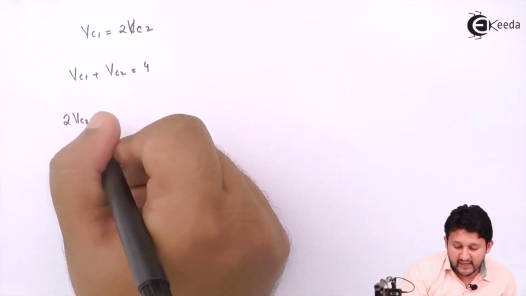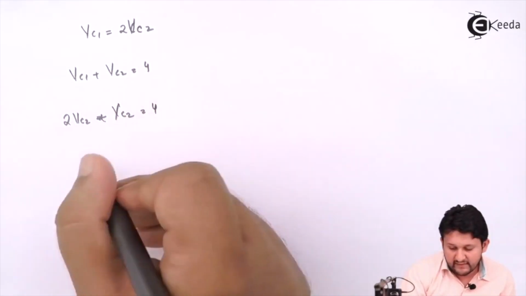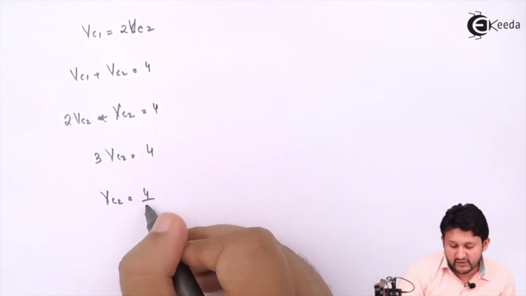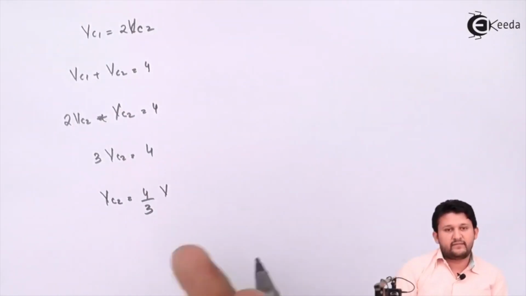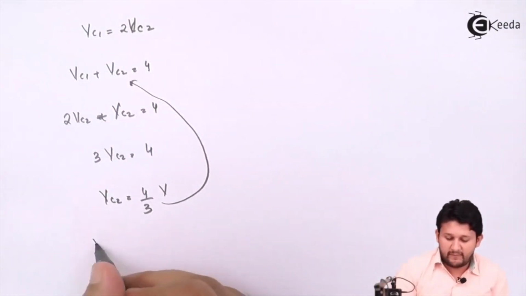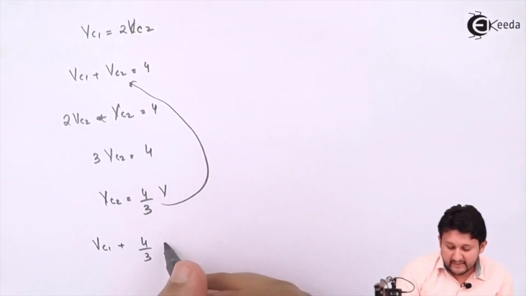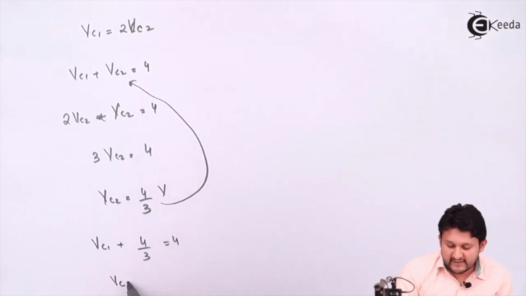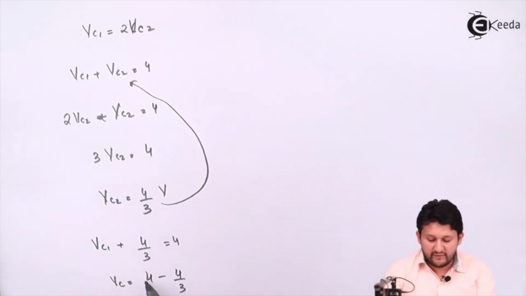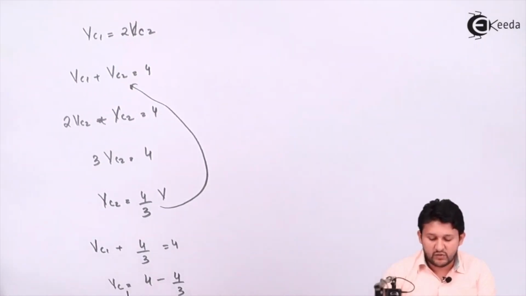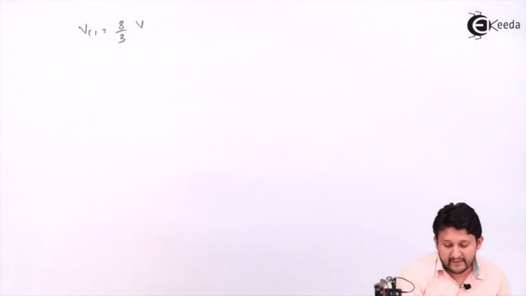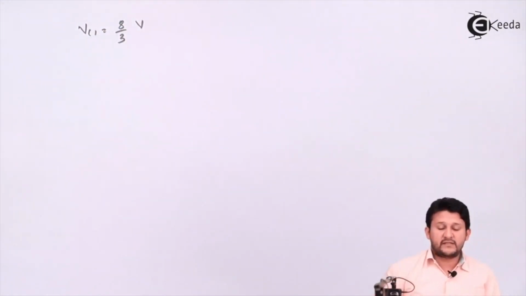So put the value over here. You will get 2 VC2 plus VC2 is equal to 4. So it will be 3 VC2 is equal to 4. So the voltage across the second capacitor, VC2, will be 4 by 3 volts. Now put this value to get the voltage across the first capacitor. VC1 plus 4 by 3 equal to 4. Shift it that side, VC1 is equal to 4 minus 4 by 3. This will be 4 threes are 12, 12 minus 4, 8. So VC1 will be 8 by 3. So you got the voltages across both the capacitors.